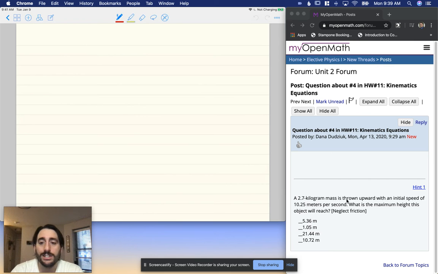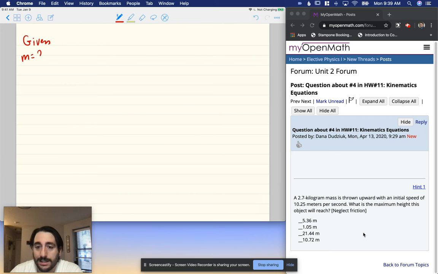All right, so for this question, where we want to start is with our given information. Okay, and for our givens, I see that we have the mass is 2.7 kilograms. I see that the initial speed, V initial, is 10.25 meters per second. Okay, and I want to figure out what is the maximum height. Okay, and that would be my unknown.